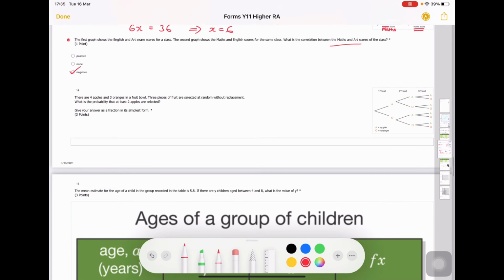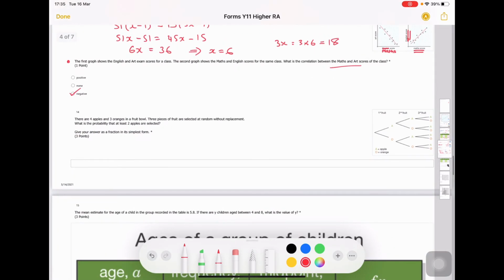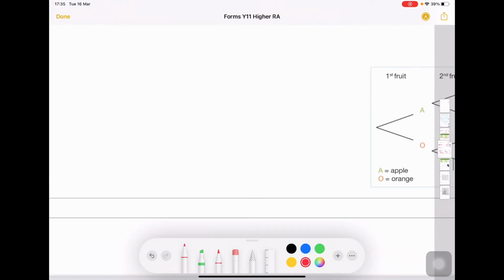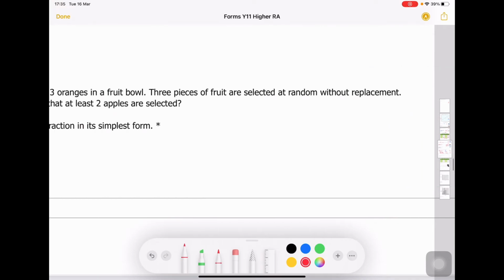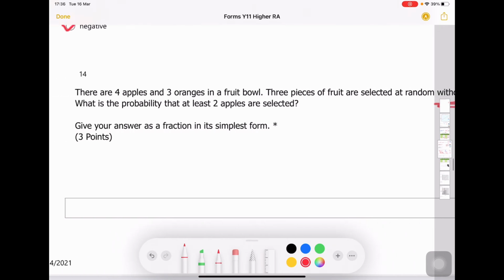Question 14. There are 4 apples and 3 oranges in a fruit bowl. 3 pieces of fruit are selected at random without replacement. What is the probability that at least 2 apples are selected? So let's use this tree diagram. 4 apples, 3 oranges in a fruit bowl. So let's write 4 over 7, 3 over 7. It says without replacement, so we're not going to replace them.